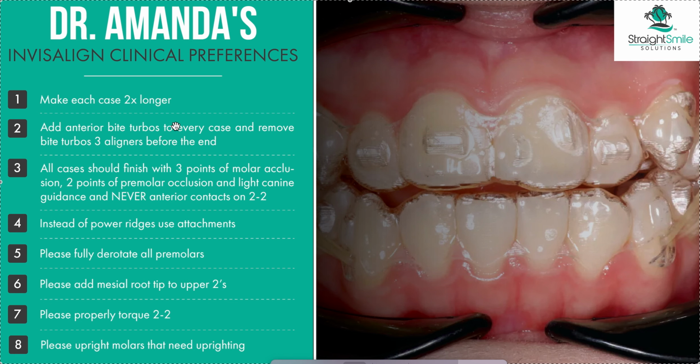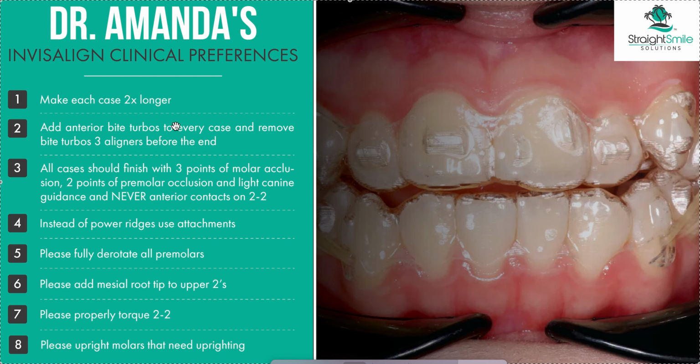Or if you're already in YouTube, go to my homepage, Straight Smile Solutions, and scroll down. Invisalign is like the second or third one down. I don't know which one it is, but you'll see it. It's in there. You can search by keyword, anterior bite turbos, Invisalign, and you'll understand why you use it and when you use it. Because it's on 90 to 95% of my cases anyway, except for those exclusions I mentioned.